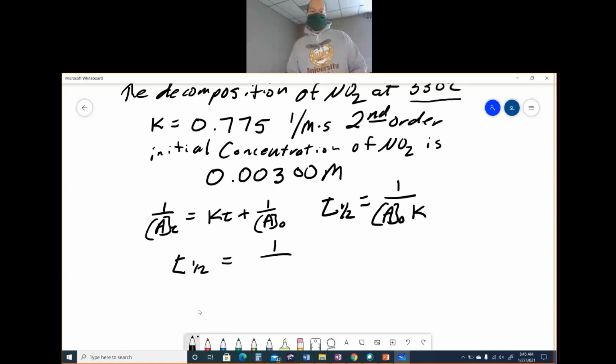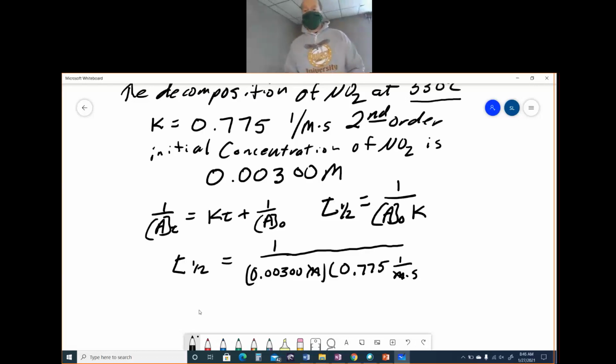All right, so your initial concentration, 0.00300 molar. And your K value is 0.775, 1 over molarity times seconds. So this molarity will cancel this molarity. All right, so use parentheses if you need to. Make sure you don't mess this up because you're not using your calculator correctly. All right, so if you are able to push the buttons correctly on your calculator, you see that you're going to have units of seconds.